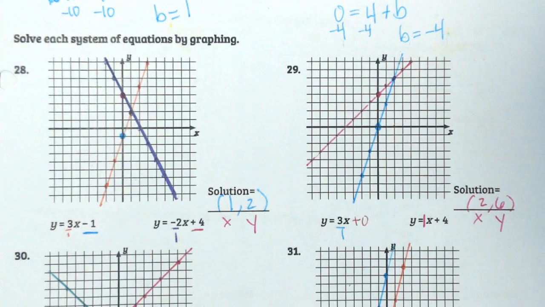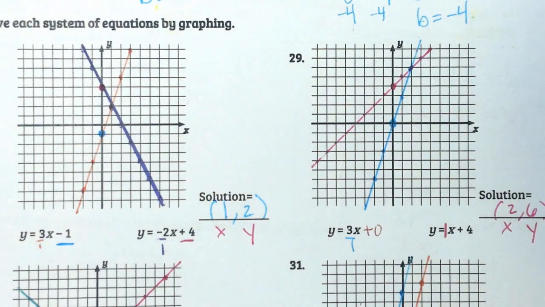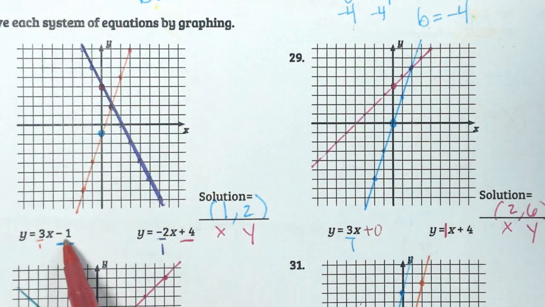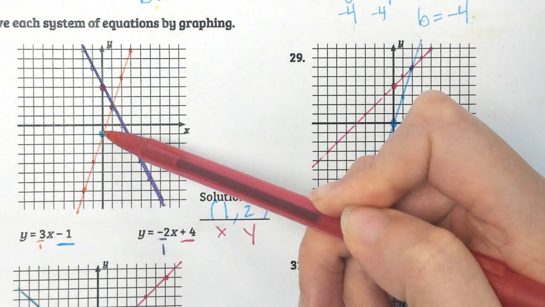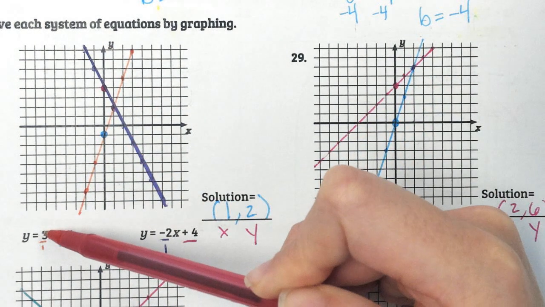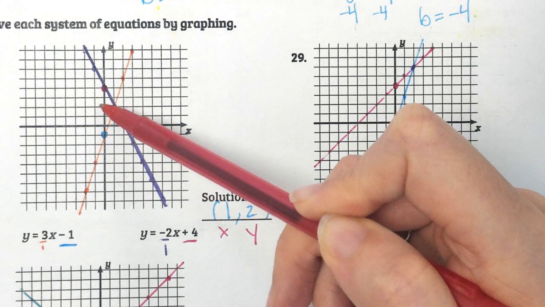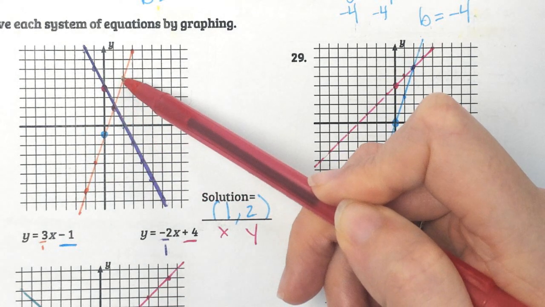So if you look at the first set, on this one, my begin is at negative 1. So on my y-axis, it was negative 1. My slope was 3. That's 3 over 1. Rise 3, run 1. Rise 3, run 1.